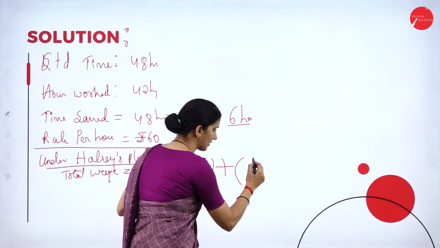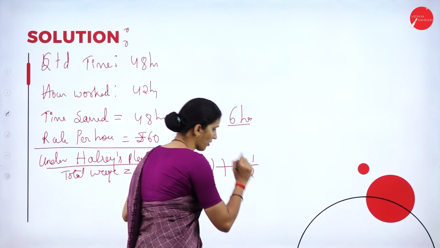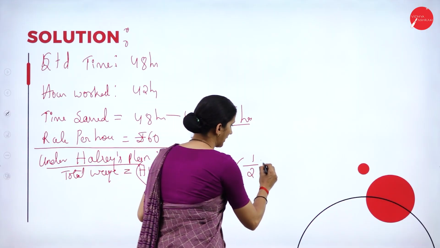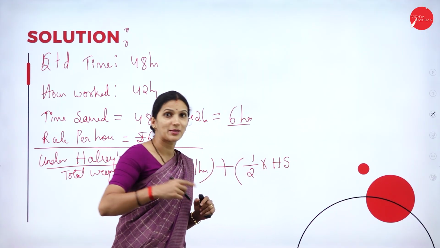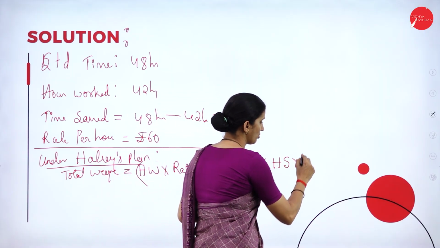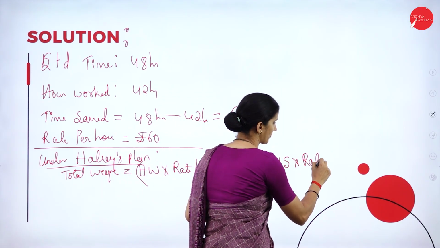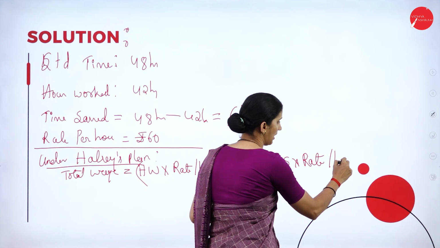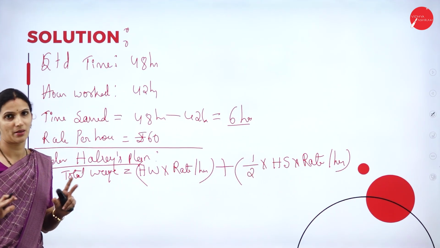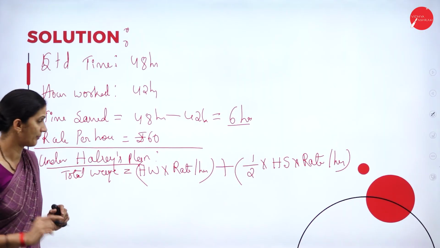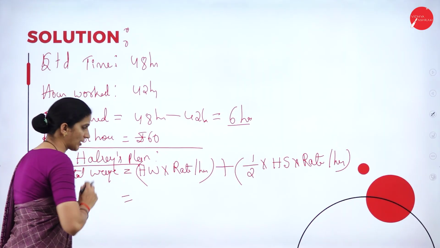Here, how do we calculate the bonus? It is half, that is 1/2, into hours saved or time saved into rate per hour. So this is the formula under Halsey's premium plan. First we will write the formula, and now we will write each one by one.